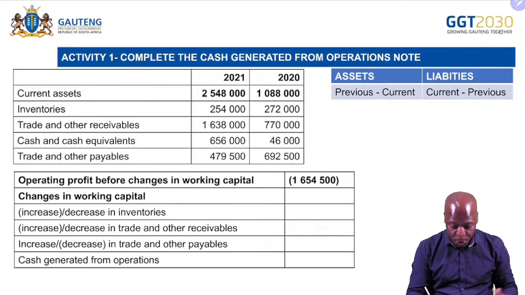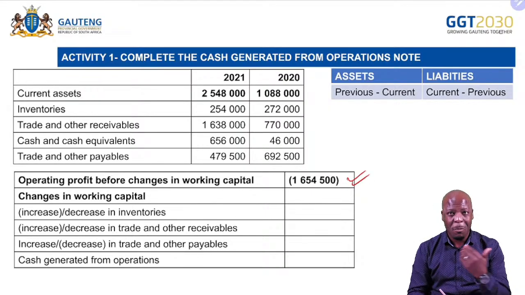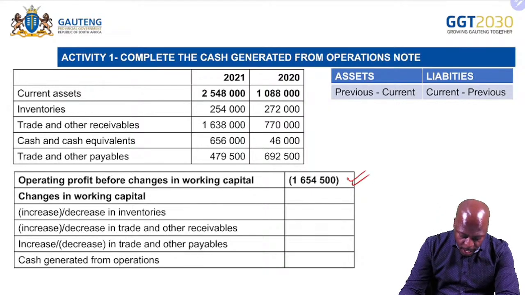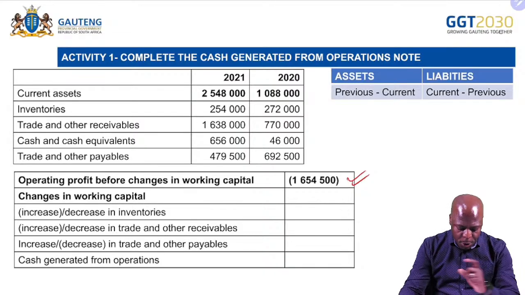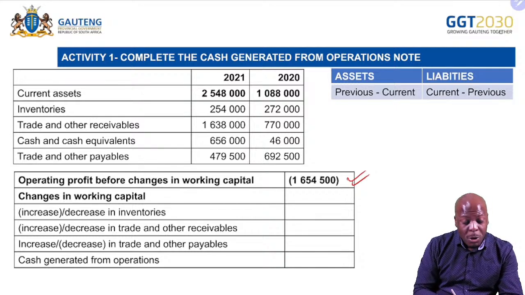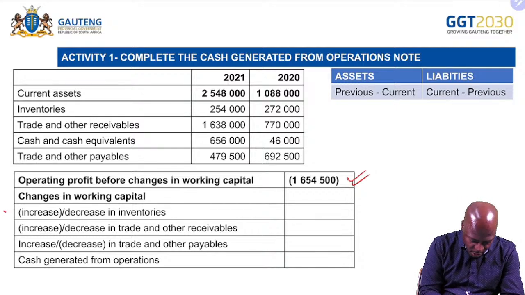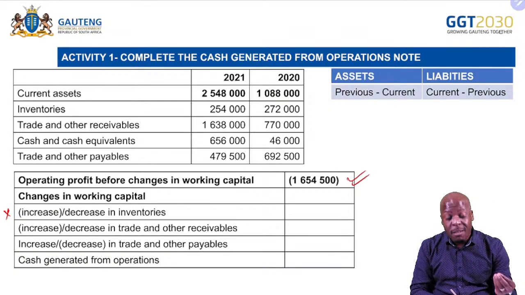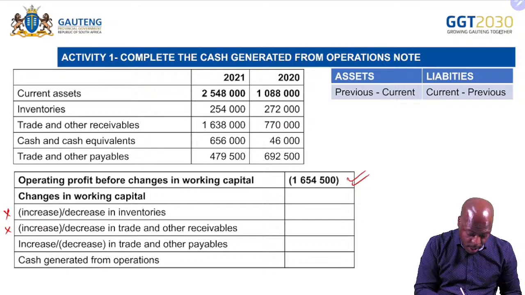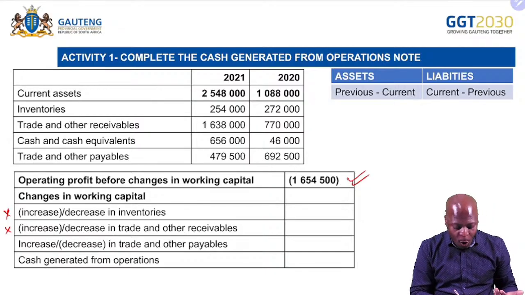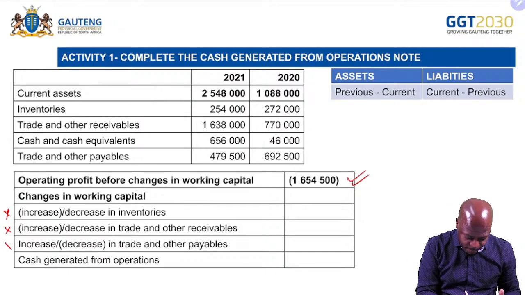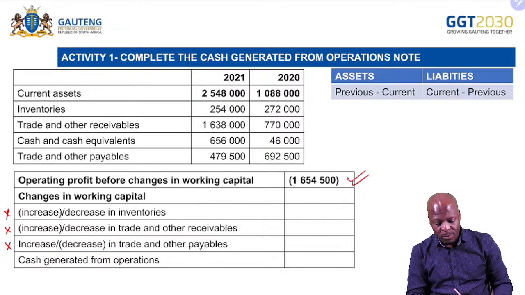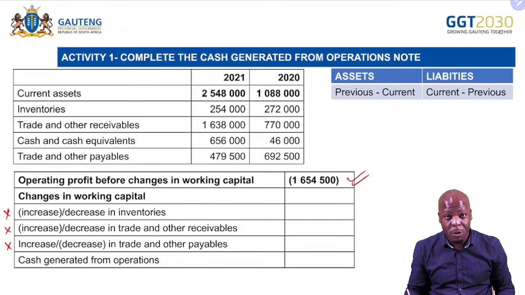Let's go on now. I'm continuing. So remember, this is what we got from the previous calculations. Okay, I'm continuing. And I am now going to look into the three aspects. Number one, I have my increase or decrease in inventory, which is here. I have my increase or decrease in trade and other receivables, which is here. And lastly, I have an increase or a decrease in trade and other payables, which you see here. Let me start with the first one, which is my inventories.